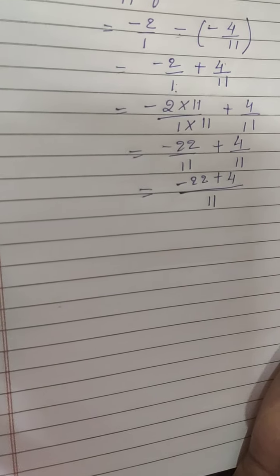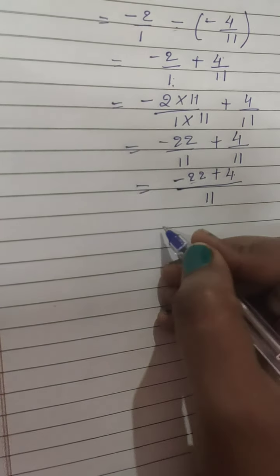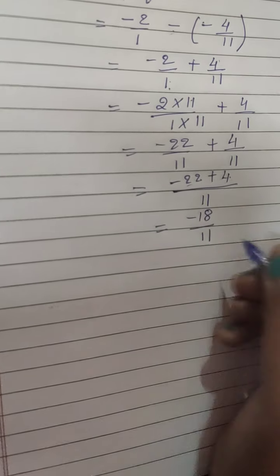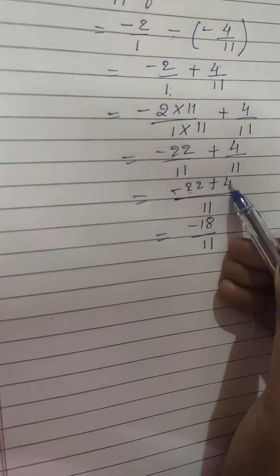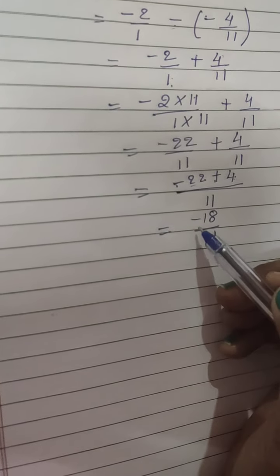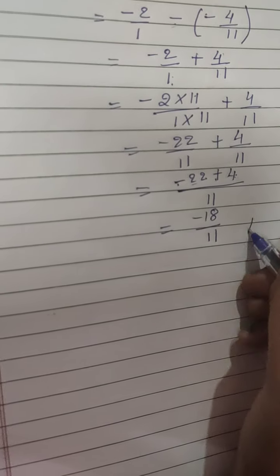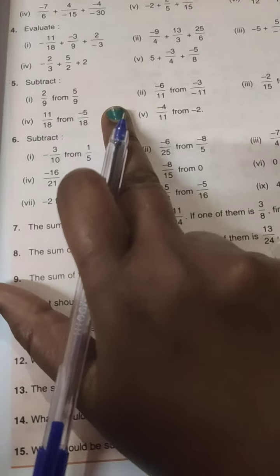Now students, tell me, when you solve this, what do you get? You get minus 18 by 11, because here is minus sign, here is plus sign, so you will subtract, and the sign of the greatest number you will take, so you will write minus 18 by 11. This is the answer. Now students, see, we have completed this one.